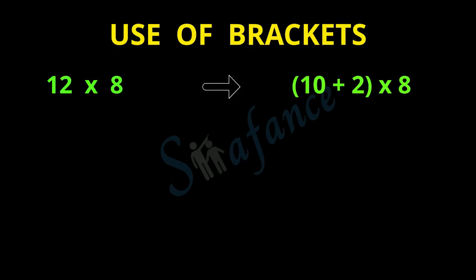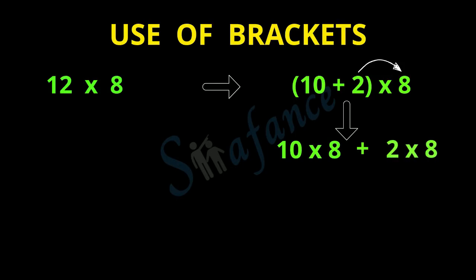So that is 10. First we will operate 10 into 8 because outside the bracket there's the operation multiplication. So 10 into 8, we will write it as 10 multiplied by 8. And now there's a plus sign, so we will add a plus sign between them. Then the second equation becomes 2 into 8, as we have done with 10.